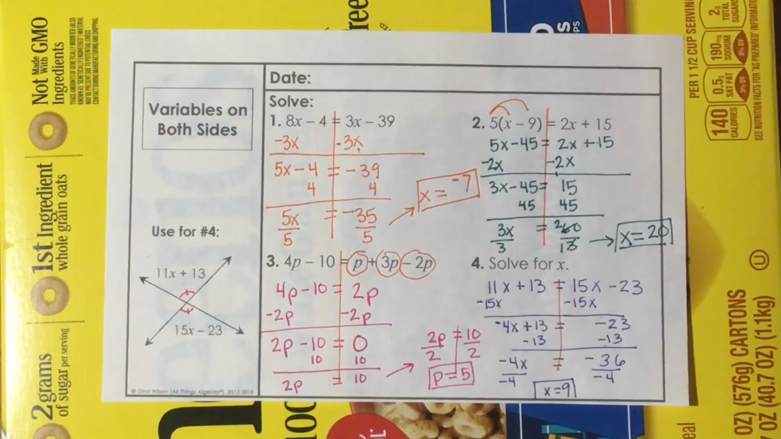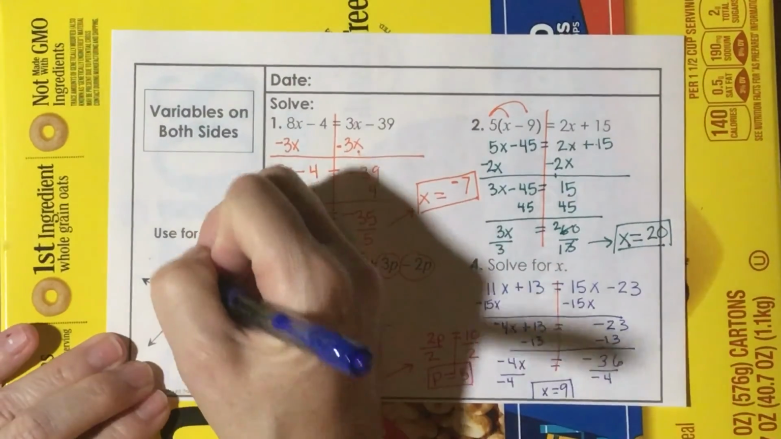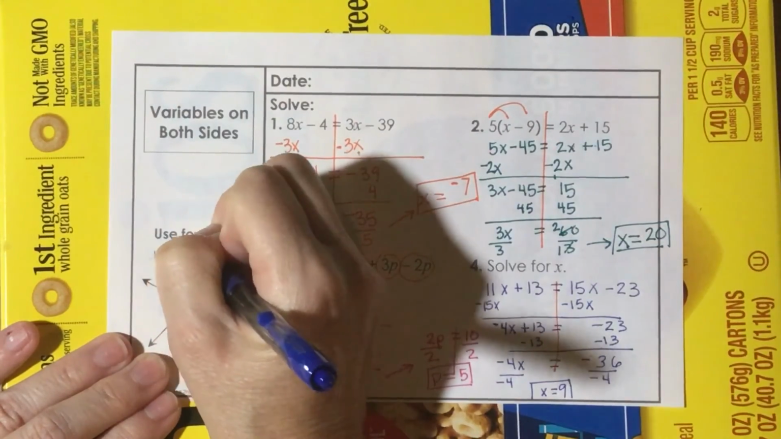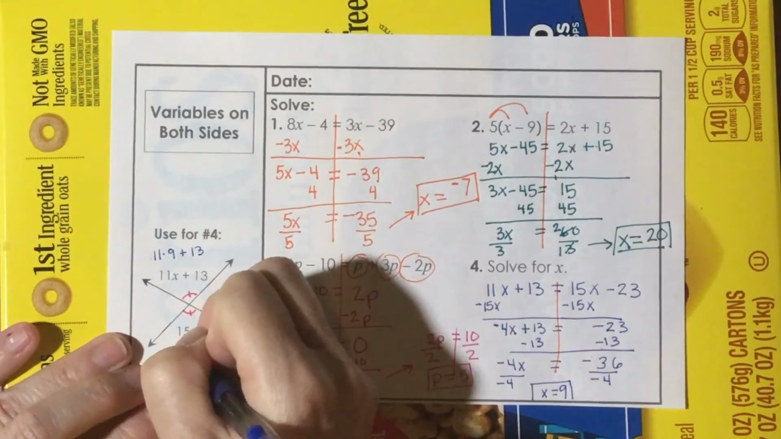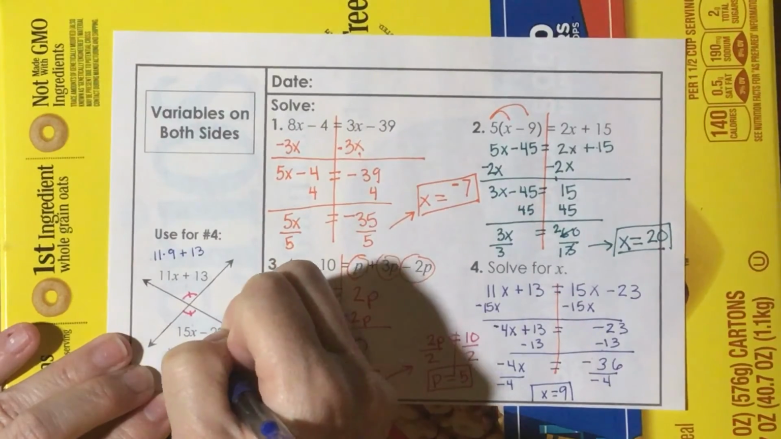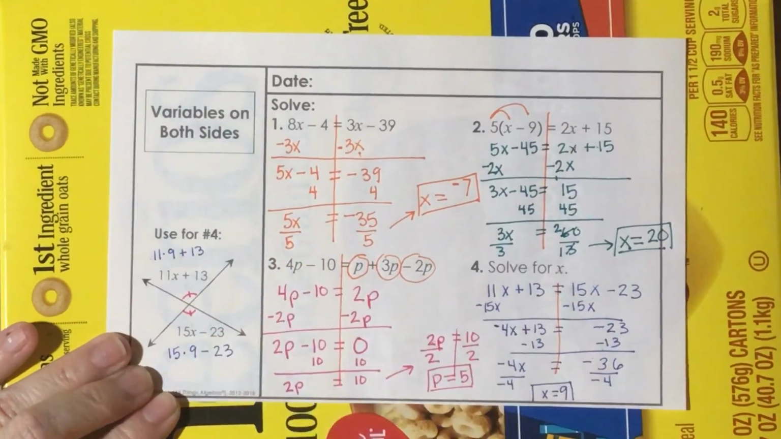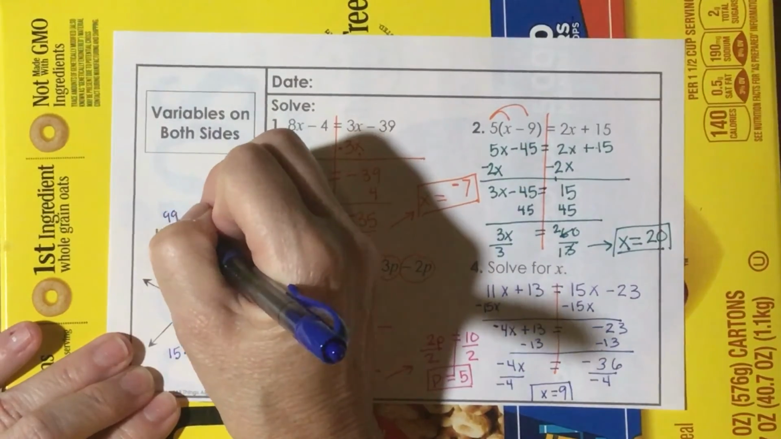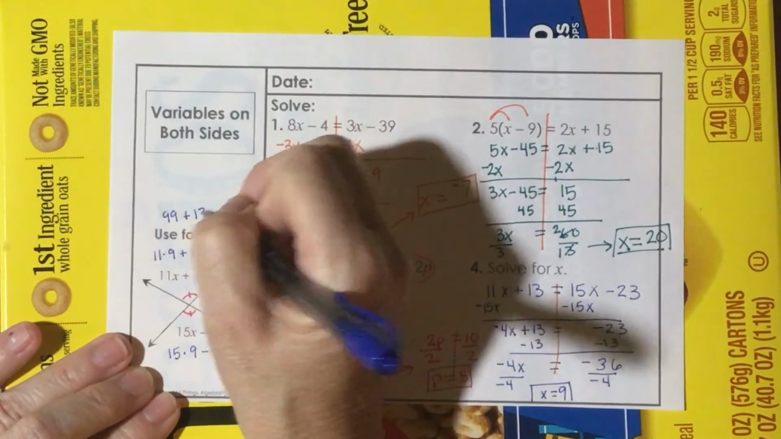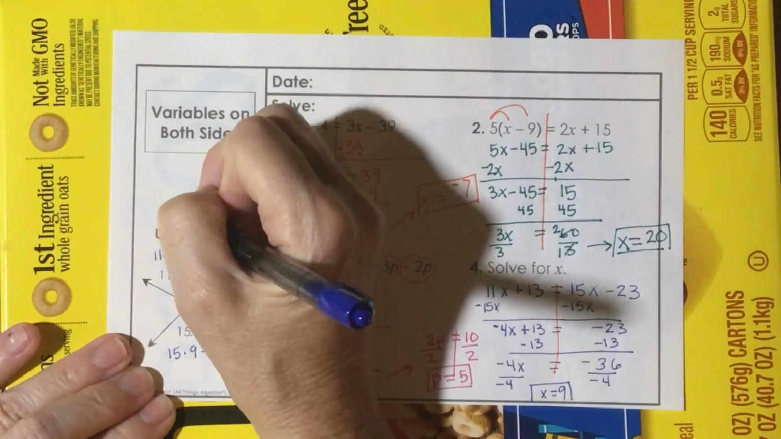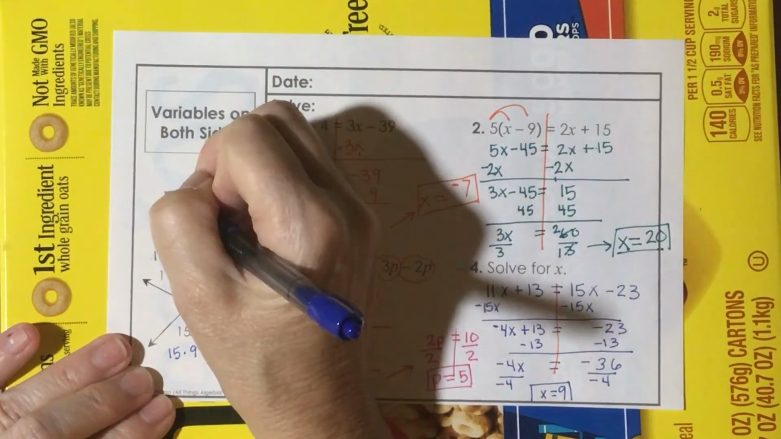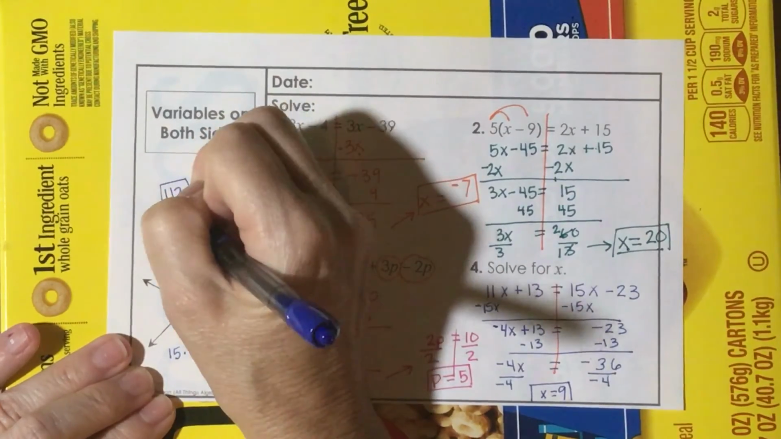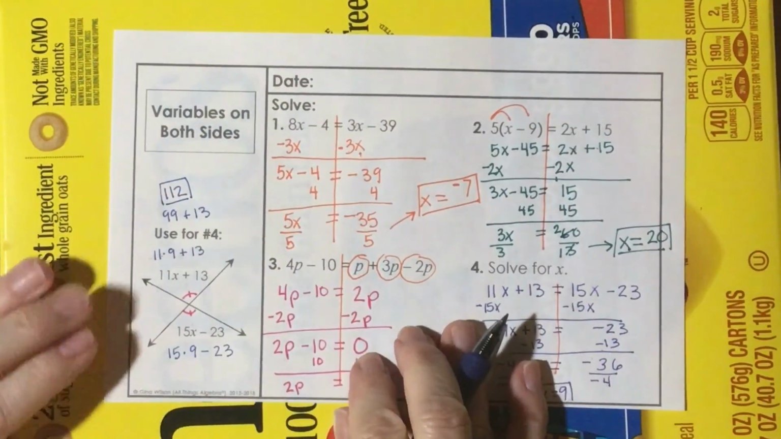Let's go ahead and just check this one, okay? Let's put a 9 in here. 11 times 9 plus 13, and down here we have 15 times 9 minus 23. So 11 times 9 is 99 plus 13, and 99 plus 13 will be, let's see, that will be 112. Well, we certainly hope we get 112 here, right?